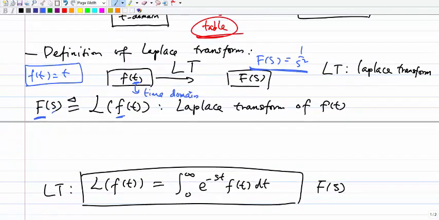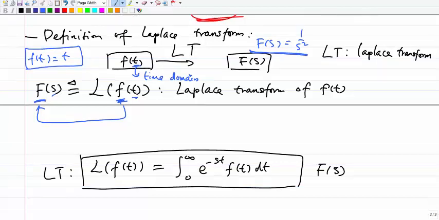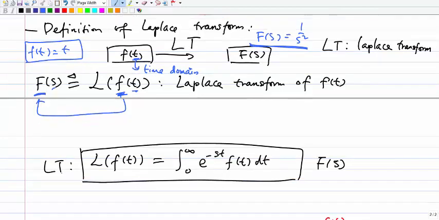Okay, so this is just notation-wise: the lowercase represents the time domain, and the corresponding uppercase represents its Laplace transform, in the S domain. The definition of the Laplace transform is fairly standard. The Laplace transform is given by the integral of e to the minus st times f(t) dt from 0 to infinity. This is the definition of the Laplace transform.